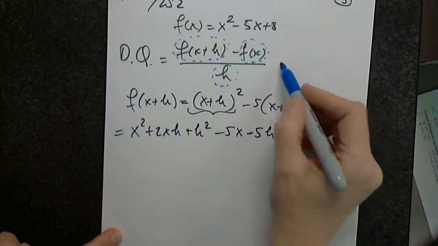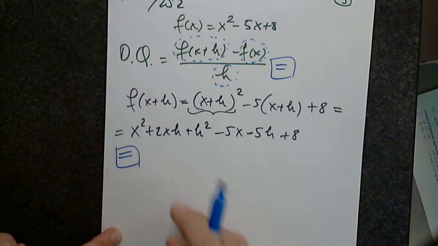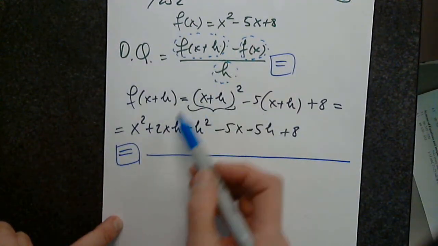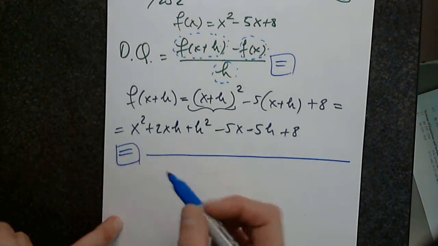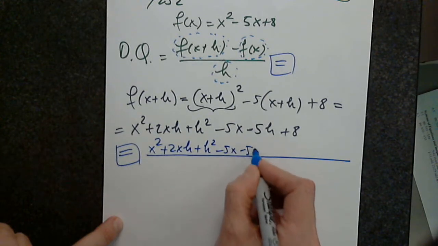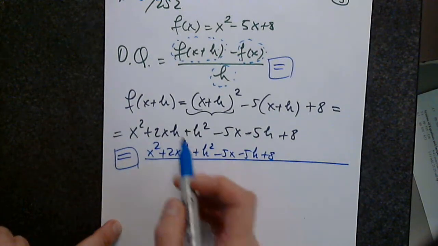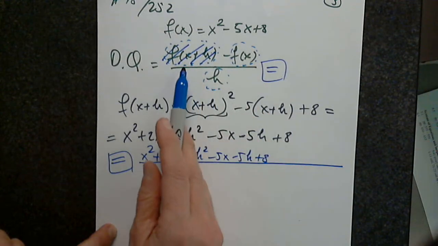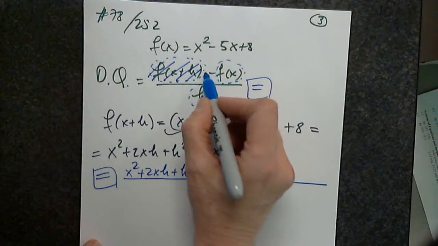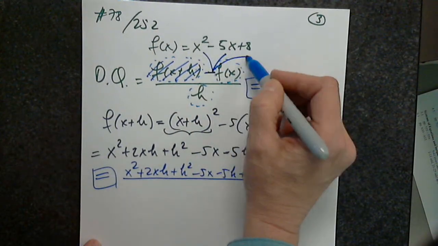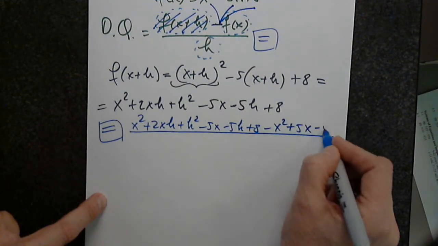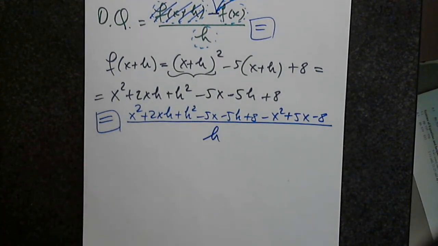Okay, so now all we have to do is just replace this piece with everything you see here. So this is x squared plus 2xh plus h squared minus 5x minus 5h plus 8. I just copied this. This piece is everything we just determined. But now remember, there is a minus that needs to be distributed to these three terms. So then I have negative x squared plus 5x minus 8, and h in the denominator.